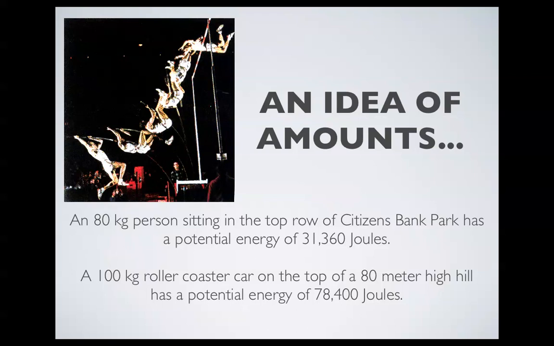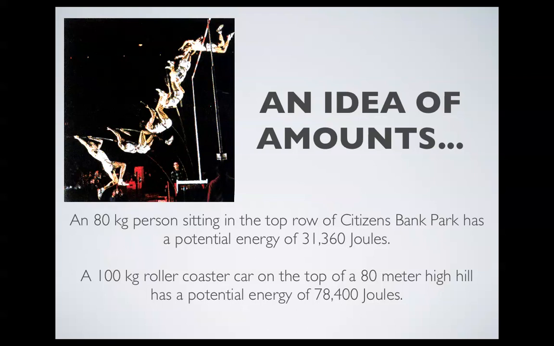A 100-kilogram roller coaster car, which is about a 200-pound car, which would be about one car off of a train, on top of an 80-meter high hill, which is about as tall as if you've ever gone to Dorney Park and you've been on Steel Force. That's about 80 meters high on the tallest hill. It has potential energy of 78,000.